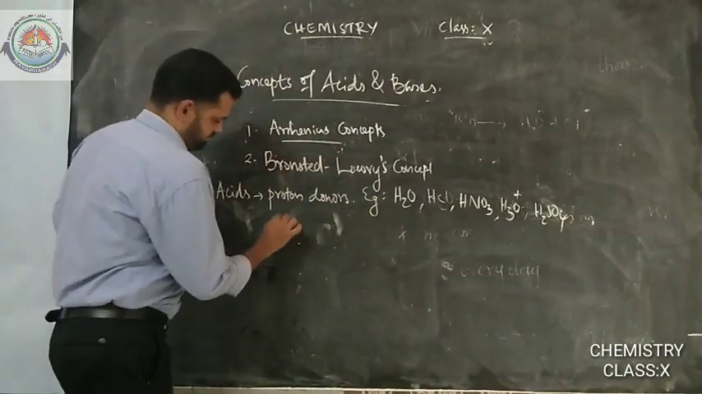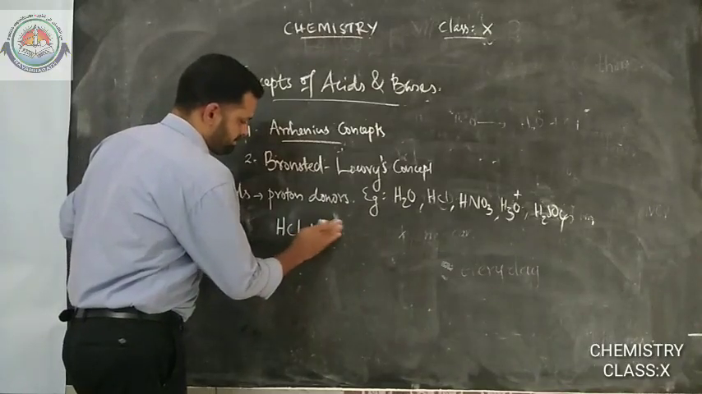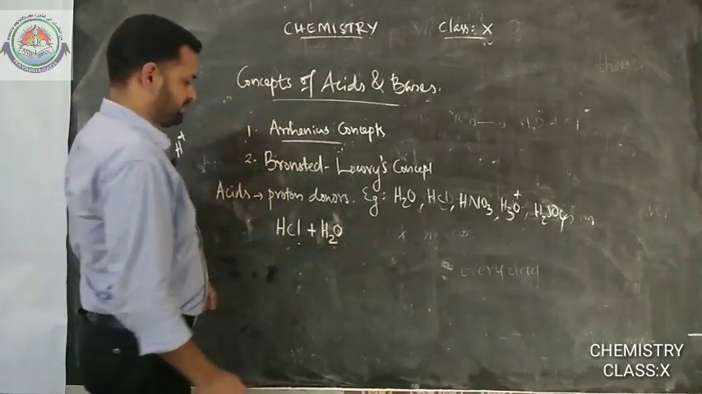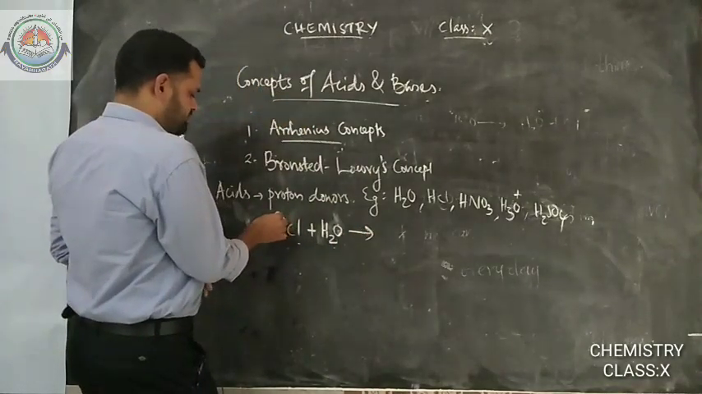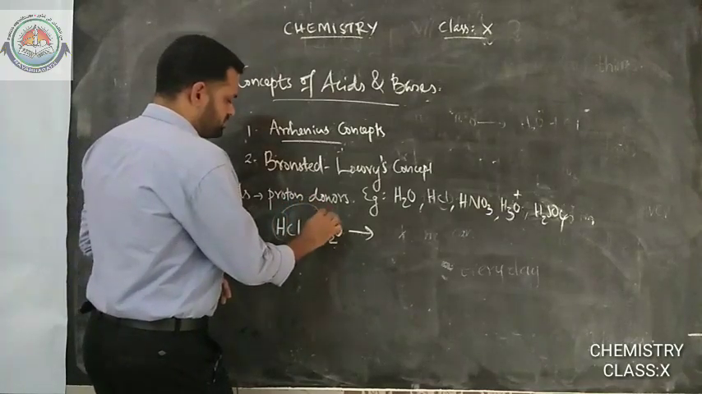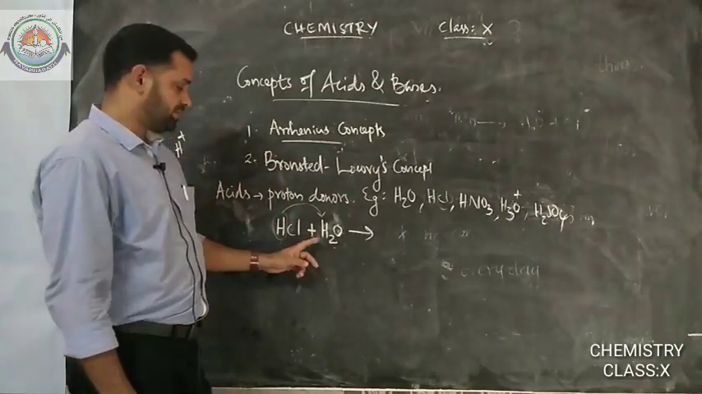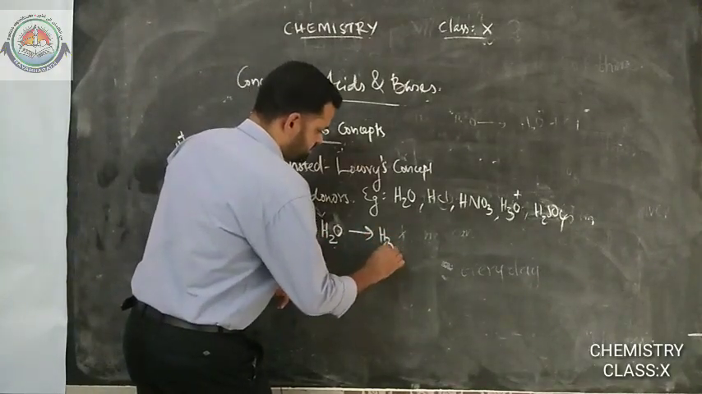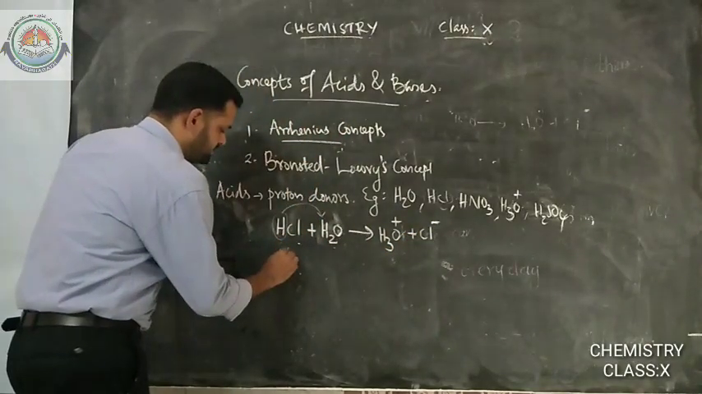For example, when hydrochloric acid reacts with water, what happens? This H plus ion of the acid is transferred, or it donates this H plus ion to water. So, what is happening here? H plus ion reacts with water and it forms H3O plus Cl minus. Here it is H plus and Cl minus.